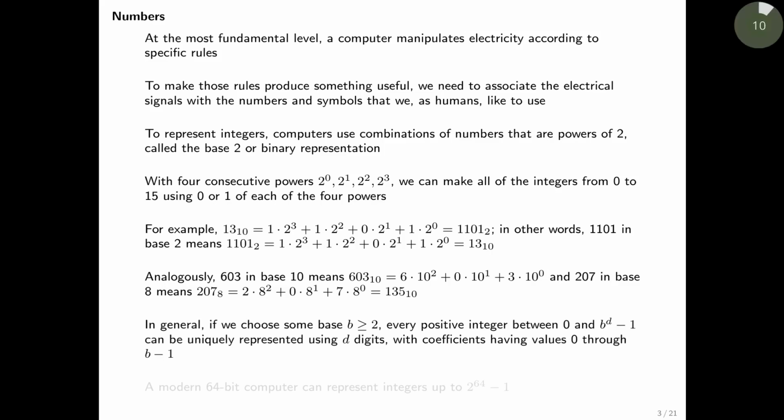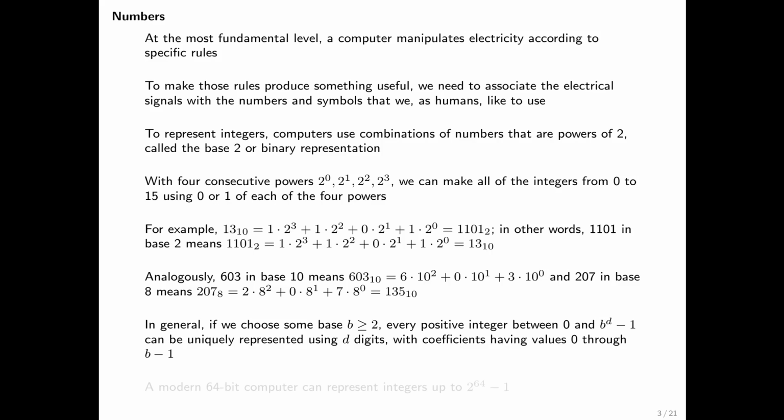So in the general case, if we choose some base b greater than or equal to 2, then it turns out that we can represent every positive integer between 0 and b to the d minus 1 using d digits, right? Where the coefficients take on the values between 0 and b minus 1.